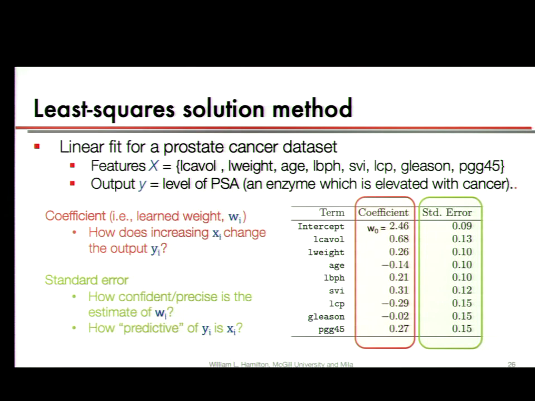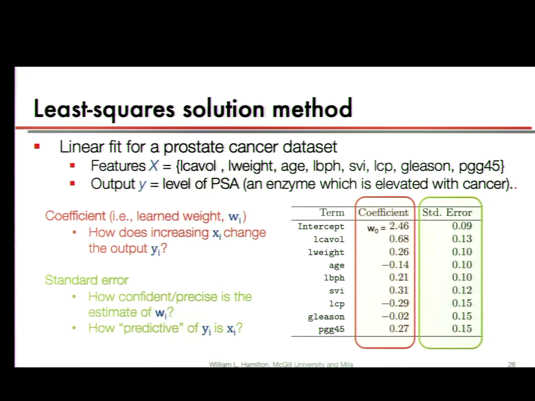Oftentimes, in terms of terminology you'll see when you're working with linear regression tools, one thing you're going to estimate is what's called the coefficient. This is just another term for the parameters, or these weights, this W that we're learning. So we would learn the coefficient, say, for the age of the patient, and this number tells us how increasing this particular value, say increasing age, impacts our output y.